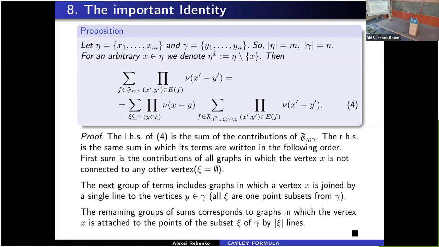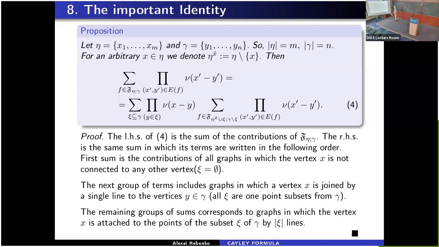In this case, it is the same formula, but it is written in another order. First, we consider all forest graphs in which our chosen vertex x has no connection, no lines with another. So just all graphs with x without a line. In this case, this is a unit, and we have just this sum over all graph trees without this one x.